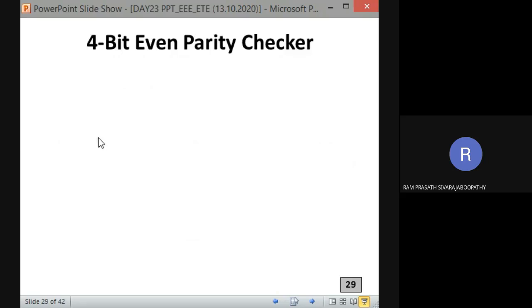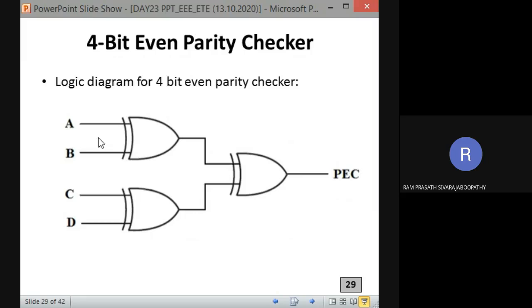Fine. Now the logic diagram for a 4-bit even parity checker. A XOR B, C XOR D. Again, both are XOR together. So that is the outcome PEC. Fine. So that's all about the 4-bit even parity checker.